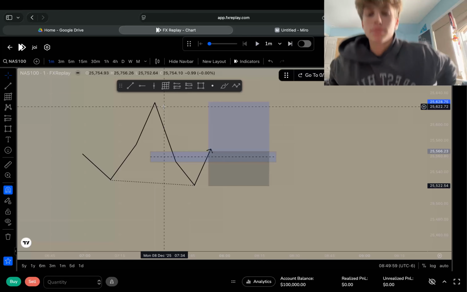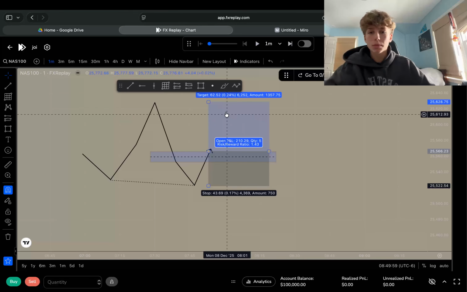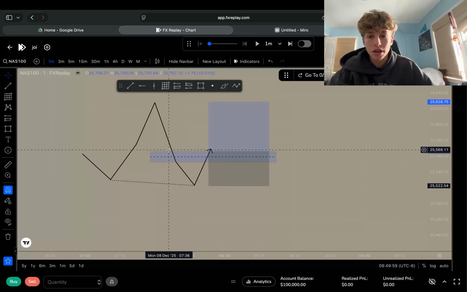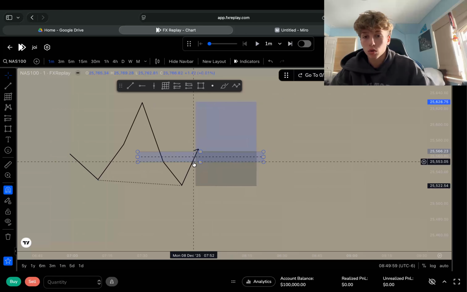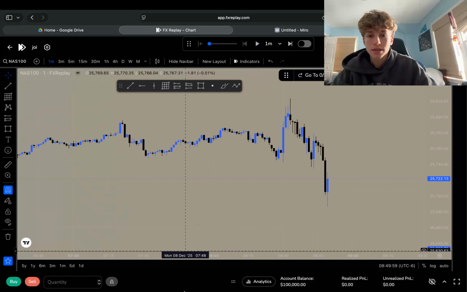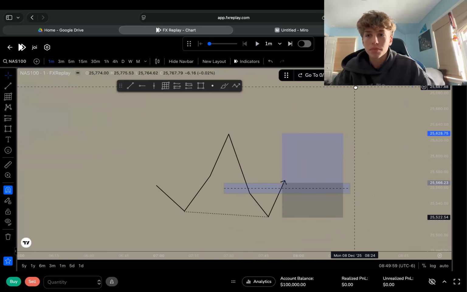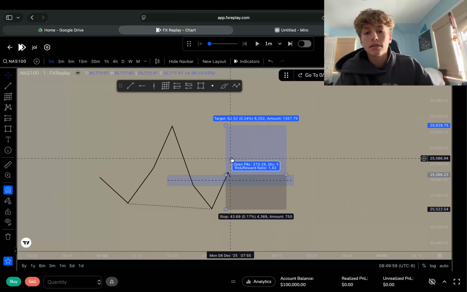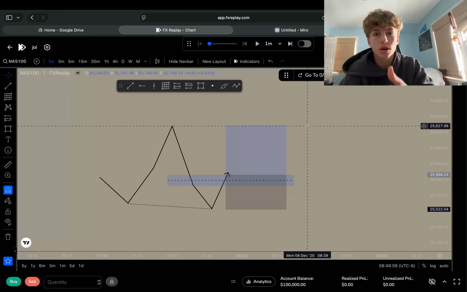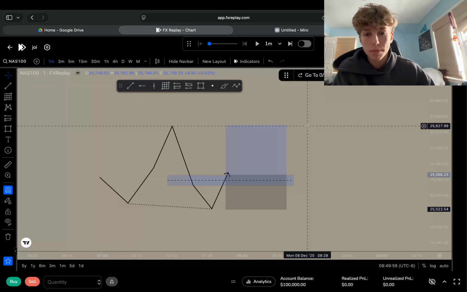So in this model, you want to put your TP here. Why? Because we have already proven that our bias is correct as of right now. We have proven that our confirmation is there. And if I go back, oh, I erased it. But we want to be targeting this high, because it is most likely where price is going to go. It's a high point of liquidity. Usually during New York session, it's going to primarily target Asia and London session highs or session lows. And this is where you want to be putting your TP.